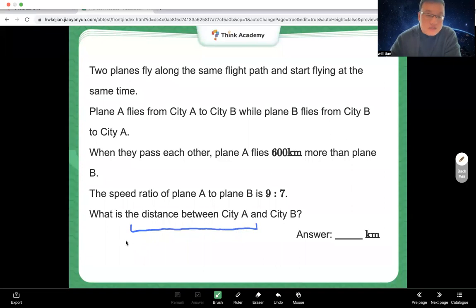So guys, still, let's draw this diagram. This is CDA, this is B. And you know that plane A flies this much more than B, right? So let's see, there'll be a little bit more. It's not in the middle. It's going to be here. So guys, because it's a meeting problem, right? Can anyone tell me, in meeting problem, time, distance, speed, which one is fixed for both of them in meeting problem?